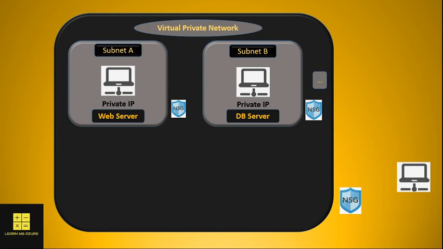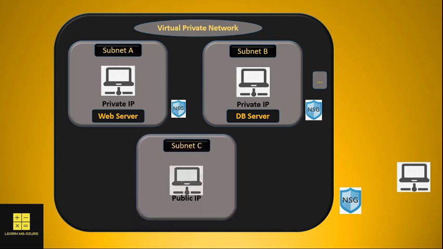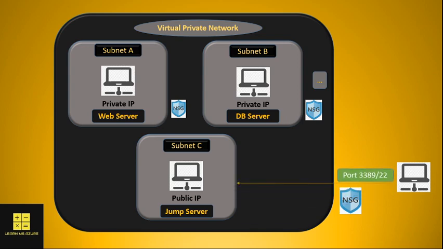But now we will introduce a new concept which is called a jump server. Now, the jump server is nothing but a virtual machine or any kind of machine that is present in your virtual private network, which can be assigned a public IP address and which can open port 3389 or 22 so that you can connect to this machine from the internet. And now, unlike the previous example, in this case, the jump server is the only machine that exposes a public IP address to the internet.